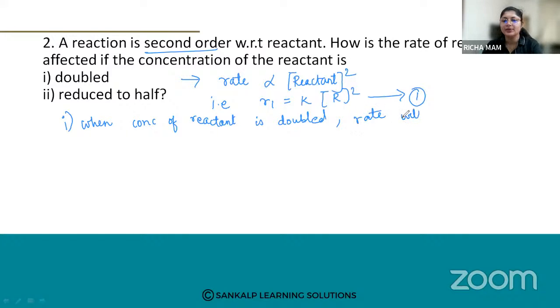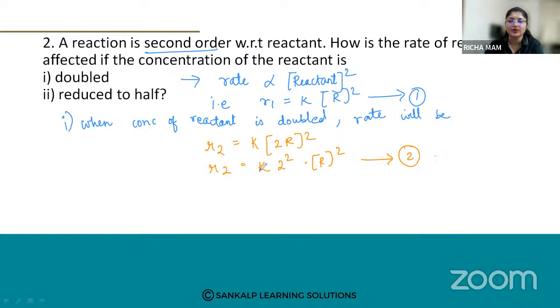So what will the rate be? Let us see. R2 will be equal to K into 2R square. So R2 will be equal to K into 2 square dot R square. This is when we are multiplying the rate constant: we have just multiplied into the brackets, K into 2R square. We have just opened up the brackets.